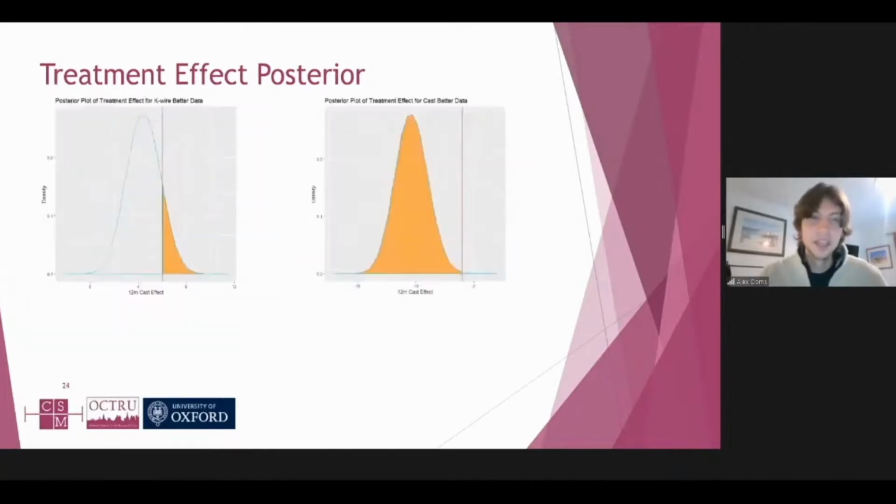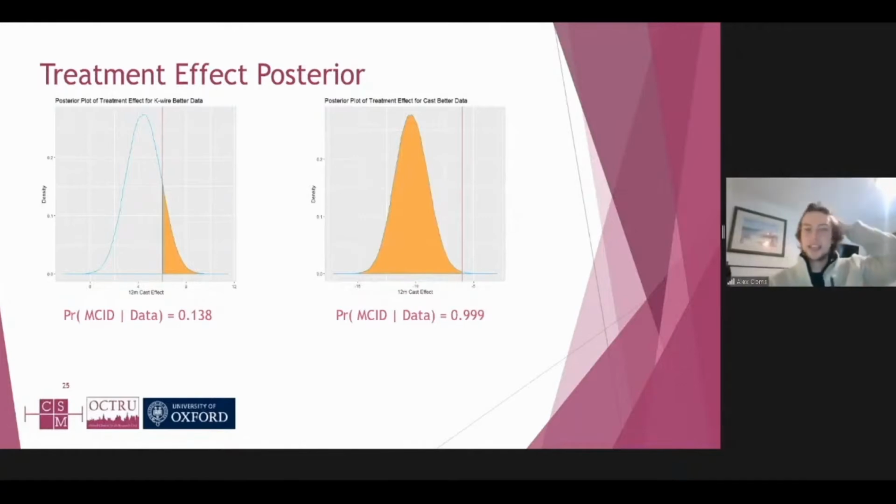And I've just done the same thing again for our other two data sets, the KY beta data on the left-hand side and the CAST beta on the right-hand side. You're probably just seeing that the probability of a practice-changing difference for the KY beta data is 14%. So maybe that's risky, not sure you could claim that would be a practice-changing difference, whereas on the right-hand side, you definitely can say there's a 99.9% chance that you've seen a practice-changing difference. So that's a very clear message there.